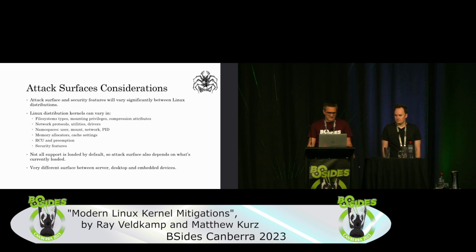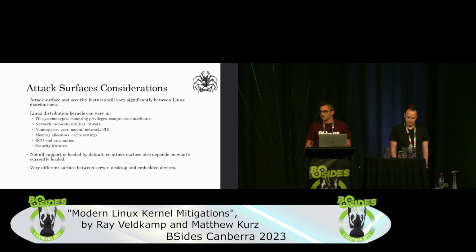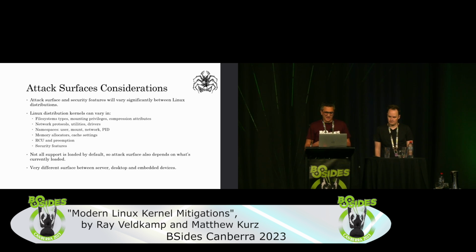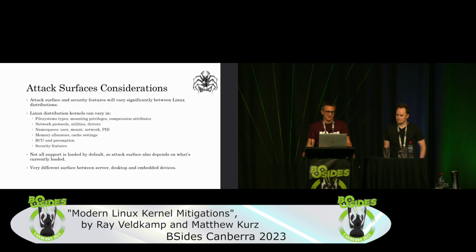So, attack surface considerations. The surface will vary significantly between Linux distributions. They'll differ in file system types, things like can an unprivileged user mount a file system, for example, a loopback device. Network protocols and drivers. There are also user namespaces, which let an unprivileged user do things like add an interface, send raw packets, that kind of stuff. They can differ in memory allocators, and we'll see later caches can be configured differently across different distros.